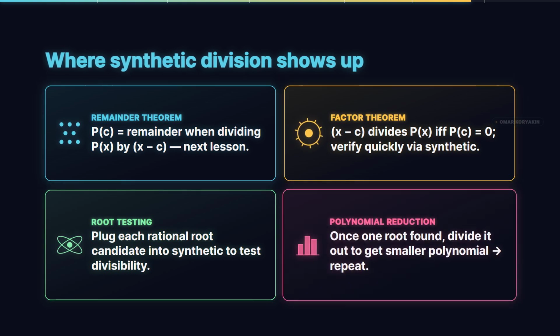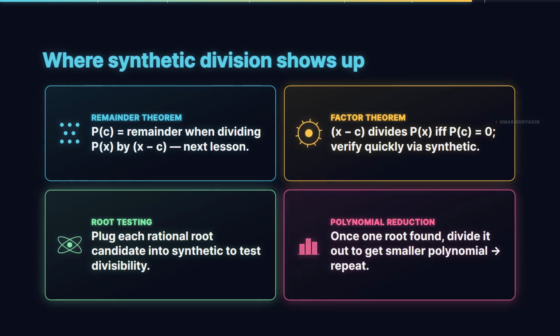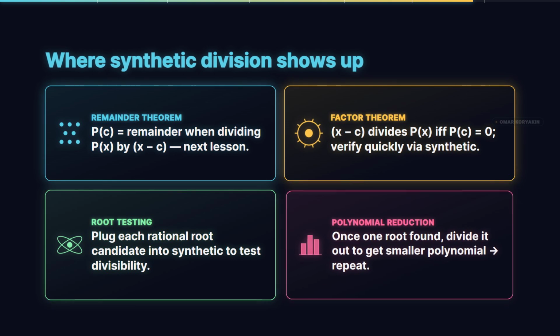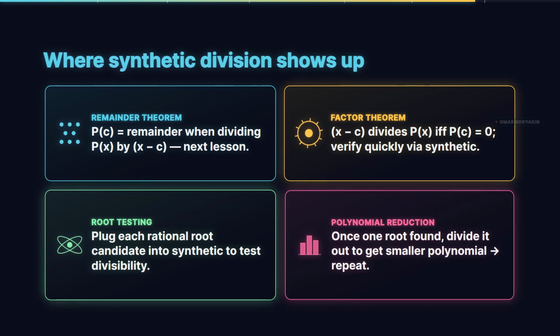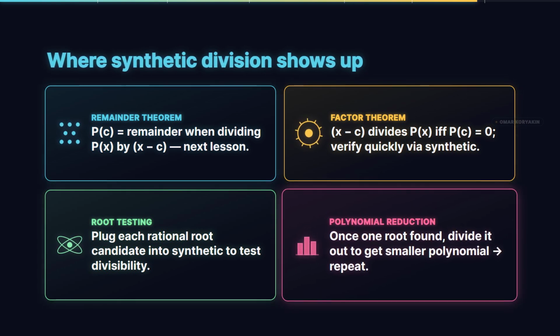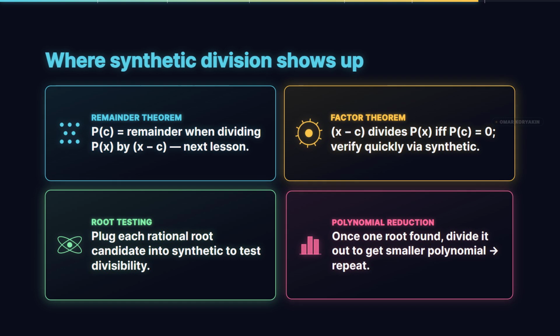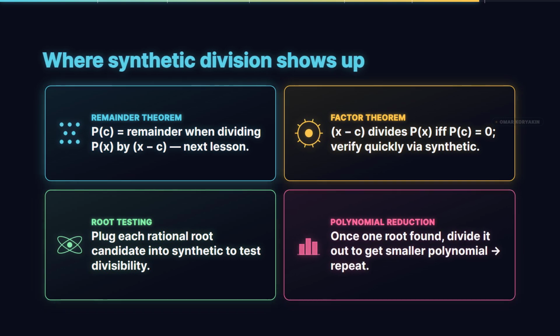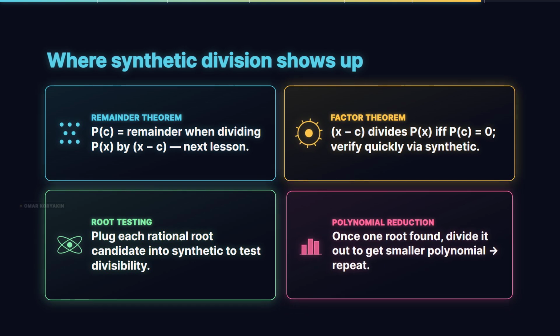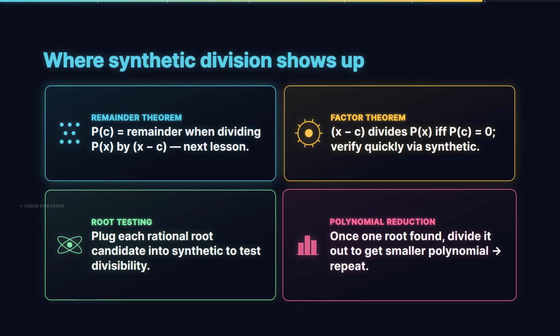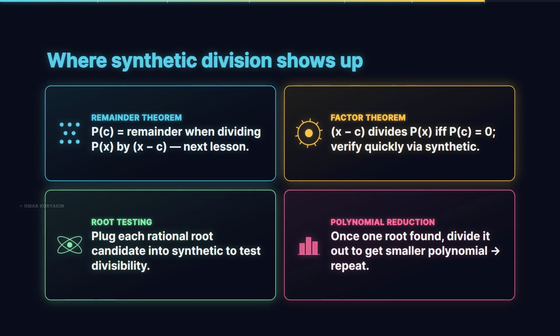In polynomial root reduction, once a single root c has been found, dividing the polynomial by x minus c using synthetic division produces a quotient polynomial of degree 1 less, whose roots are the remaining roots of the original polynomial. Repeated find a root and divide it out is the standard approach for finding all roots of a polynomial, and synthetic division makes the divide it out step essentially free in computational cost.